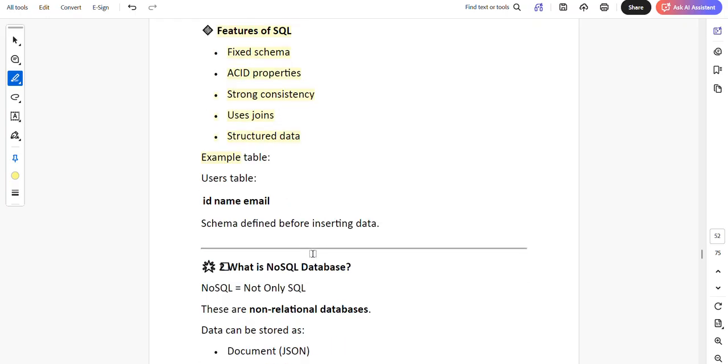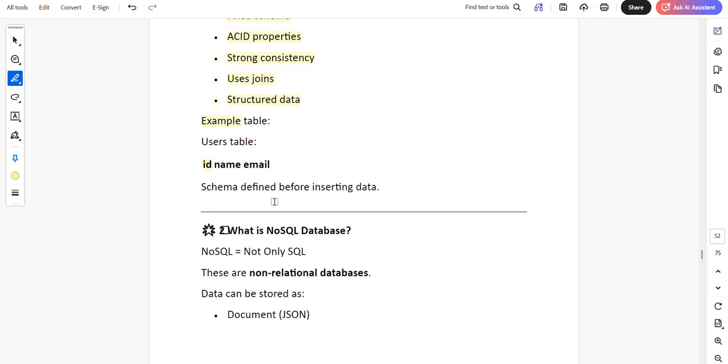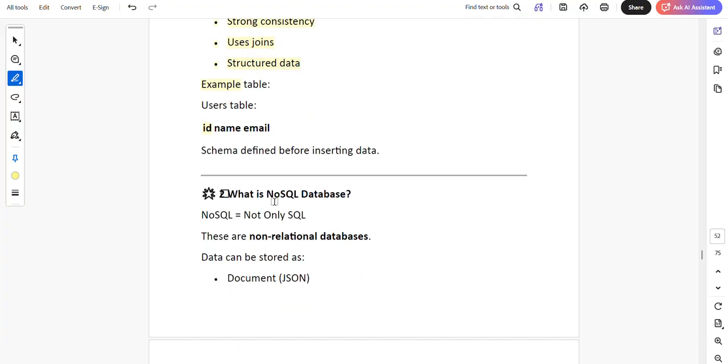For example, a users table. If you have a users table, it will contain ID, name, and email columns. So it has a specific schema before inserting data. We have a skeleton which is already decided, and after that, we put the data in that specific format.